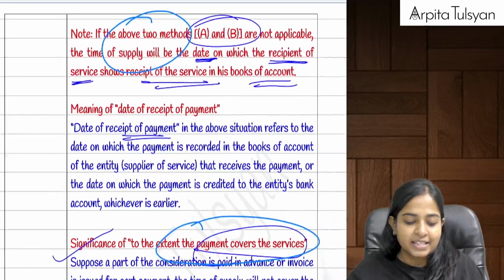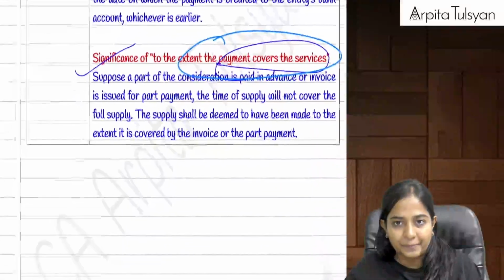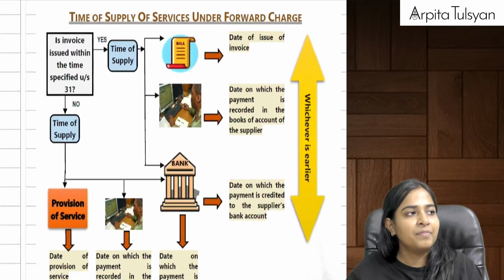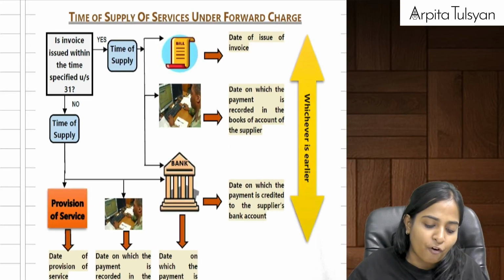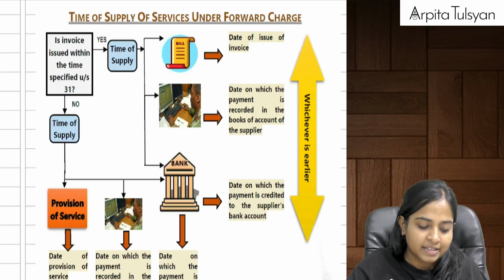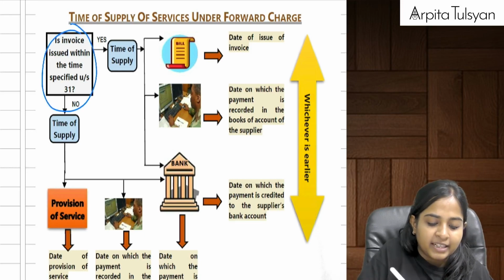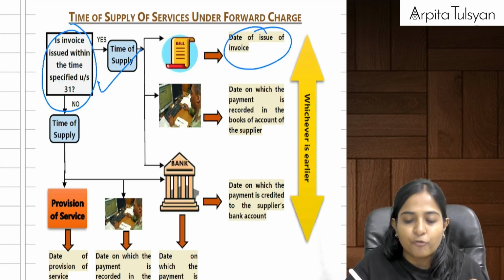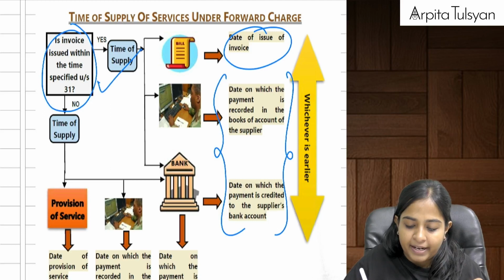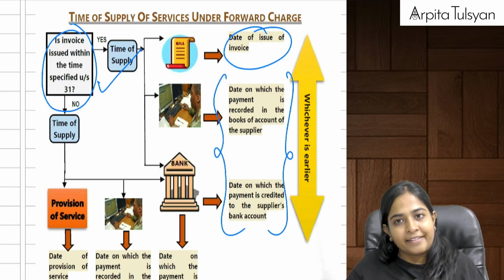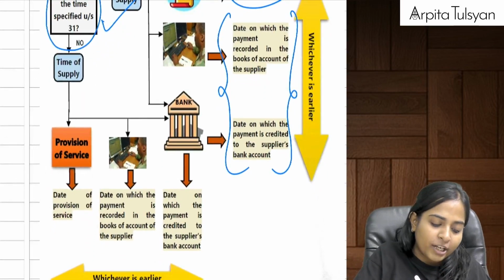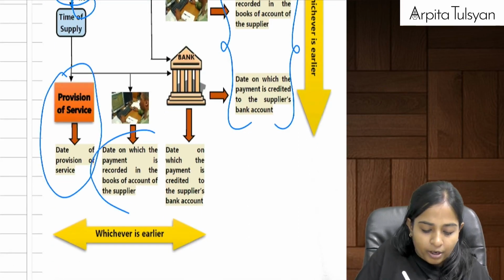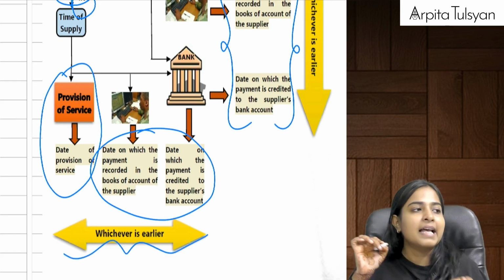Okay, can we revise this with the help of a chart, everyone? Can we try? Yes. See this, everyone. Can you see this chart on your table? Time of supply of services under forward charge. See what they are telling us here. If the invoice is issued within the time, then the time of supply will be the date of issue of invoice or receipt of payment, whichever is earlier. But if the invoice is not issued on time, then the date of completion of service or receipt of payment, whichever is earlier.